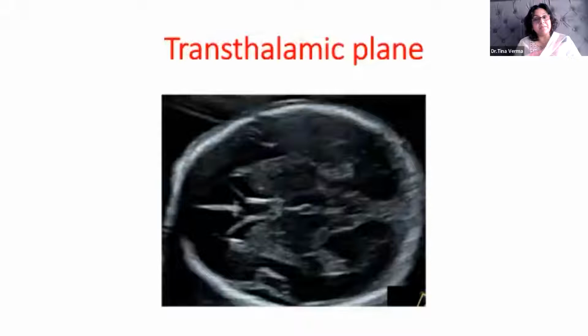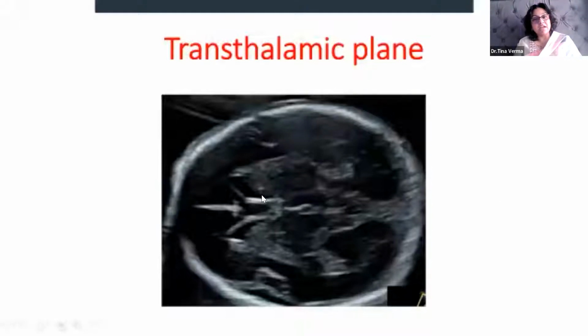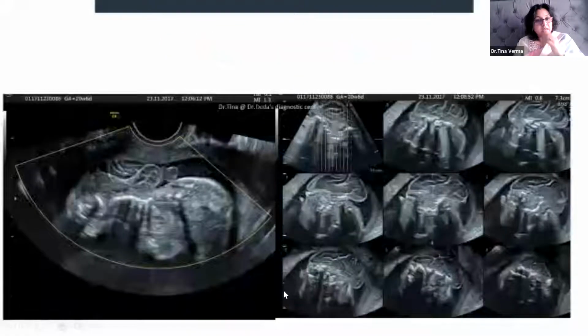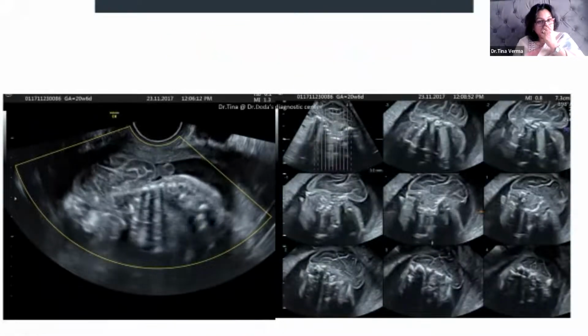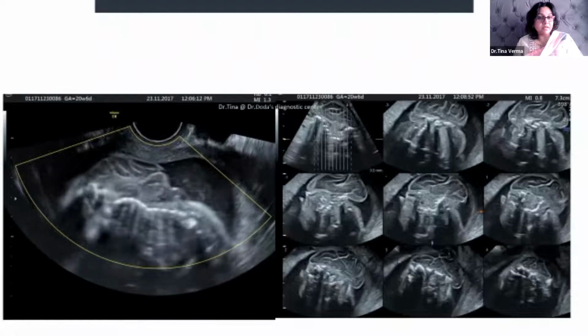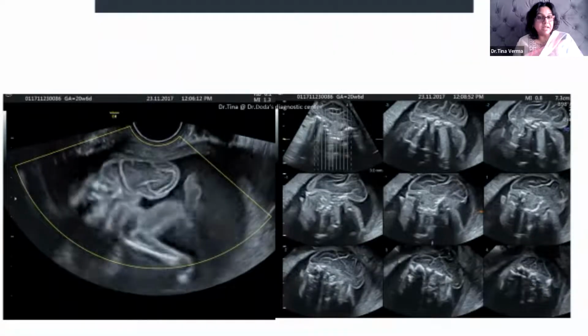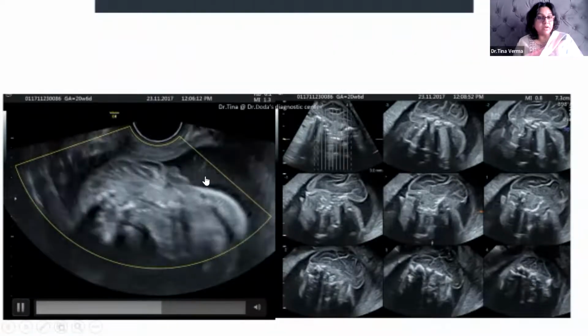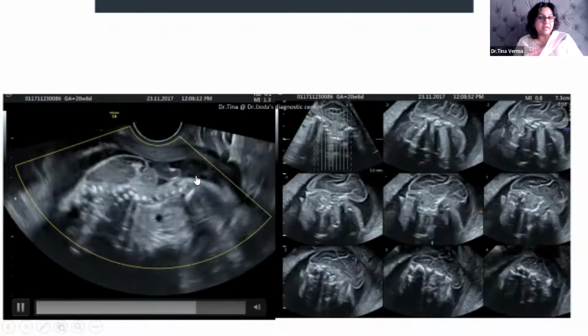Transthalamic plane, BPD plane. Again, 4 important things to be seen: interhemispheric fissure, anterior complex, and Sylvian fissure. Can anybody tell what am I seeing here? I'm seeing here that the brain is floating into the amniotic fluid. This is acrania.